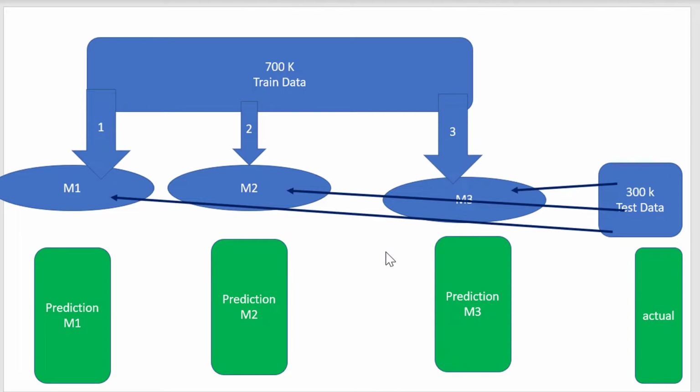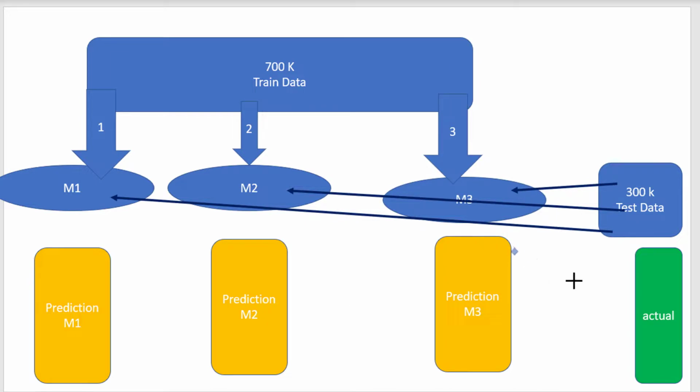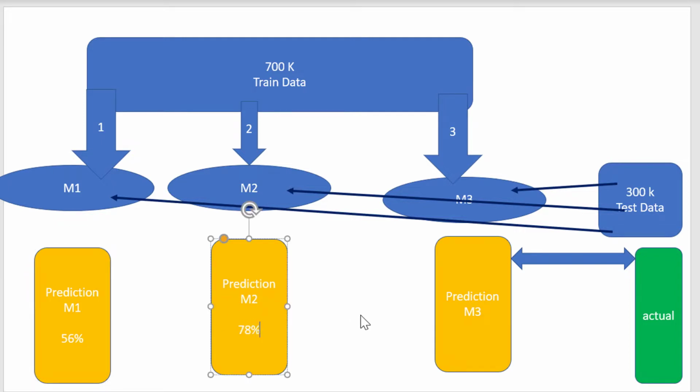Now I'll have 300,000 predictions for each of these models. These are all the predictions, and I know the actual values. I'll compare these two to see how much accuracy I have got. So whether a model is effective or not, I can tell by comparing the actual values with the predictions. For each model, I can find the accuracy. Let's say model 1 got me 56% accuracy, model 2 got me 78% accuracy, and model 3 got me 72% accuracy. And no machine learning can provide me 100% accurate results.